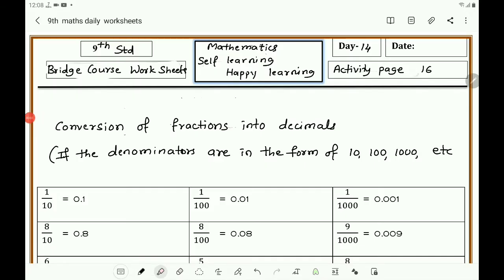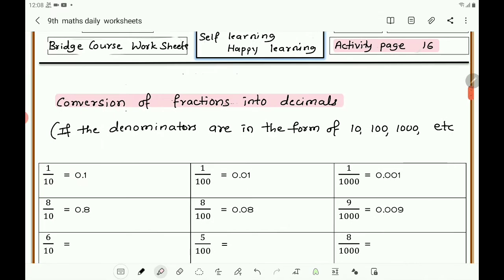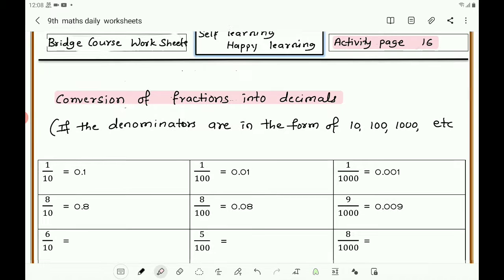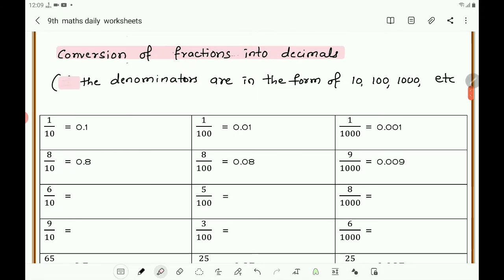Children, it is activity page 16 for day 14. It is the conversion of fractions into decimals. Here we have to convert the fractions into decimals, and this is the conversion if the denominators are in the form of 10, 100, 1000, etc.